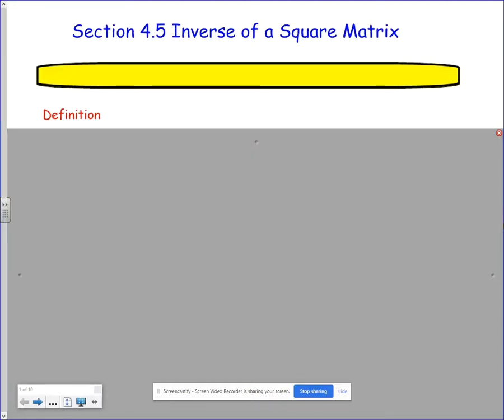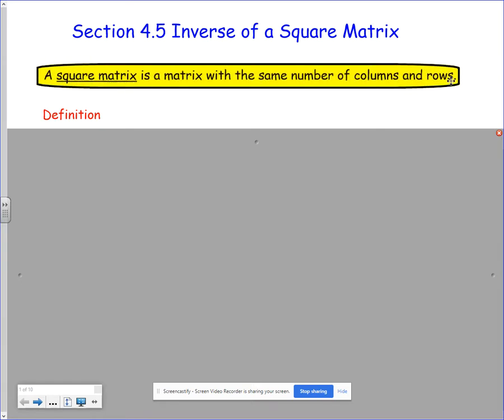All right, we're going to look at inverses of a square matrix. So first, let's define what a square matrix is. A square matrix is a matrix with the same number of columns and rows. So like a 2 by 2, a 3 by 3, a 4 by 4, and so forth.